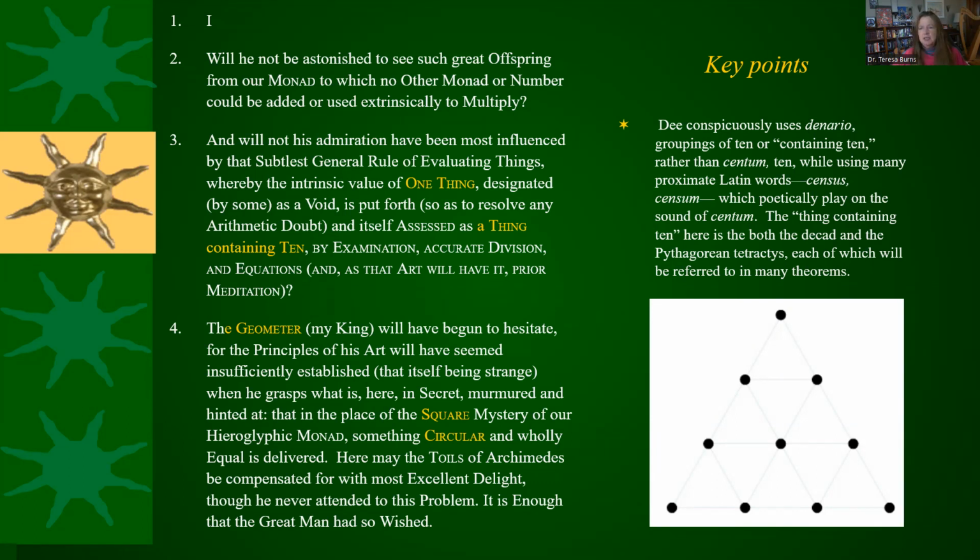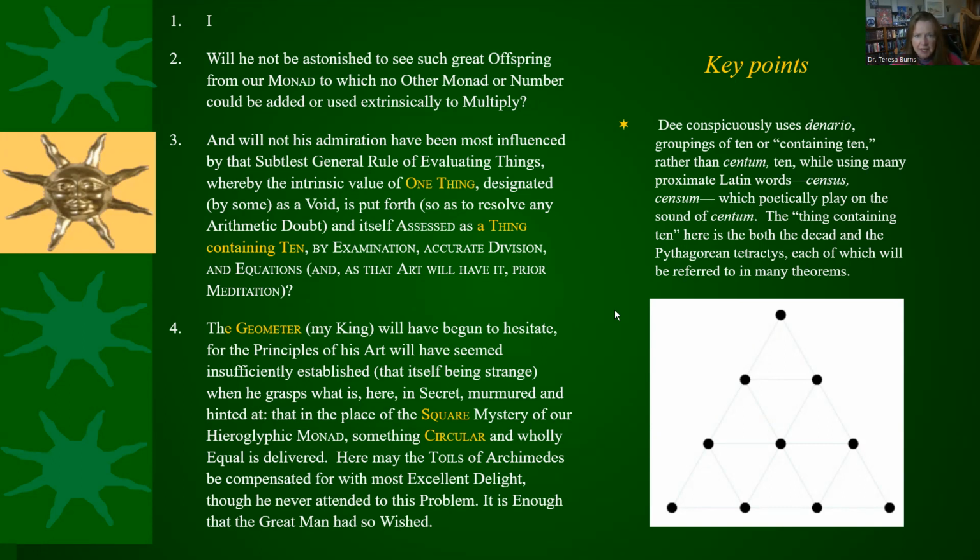In Latin, he's conspicuously using the word denario, which means groupings of 10. It doesn't mean the number of 10. We've translated it as decad, which is what most people do. But he draws attention also to the fact that he's using denario by, in the Latin, surrounding it with these words that poetically play off the Latin word centum, the numeral 10. So he will use census, censum. They poetically play off centum, the word he doesn't use. He uses denario. The thing containing 10, of course, you may know already.